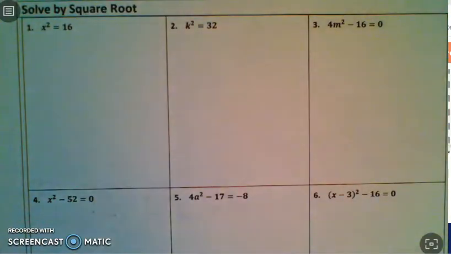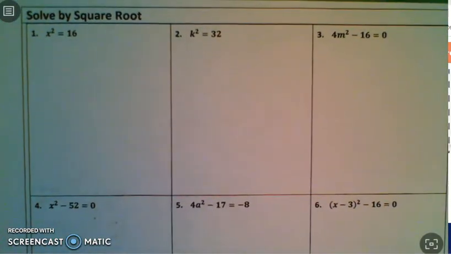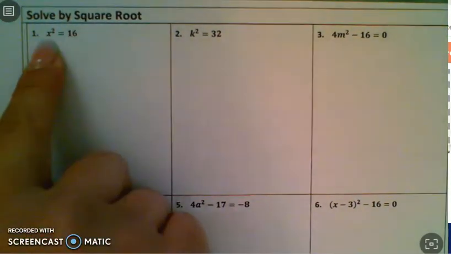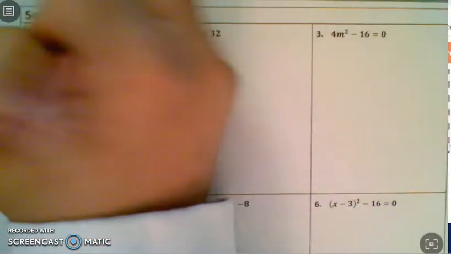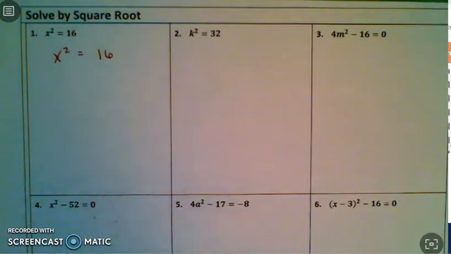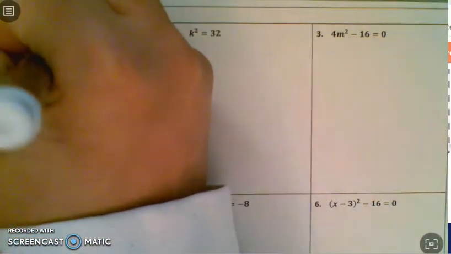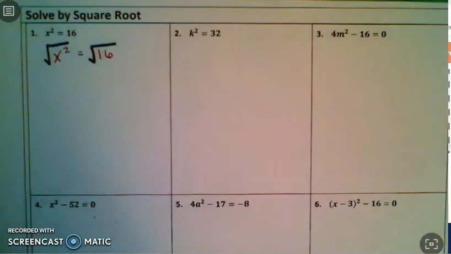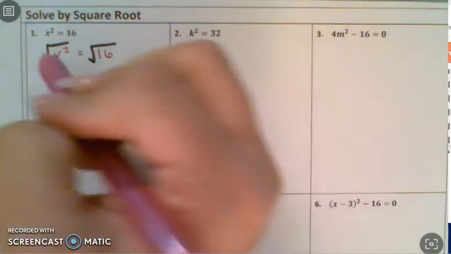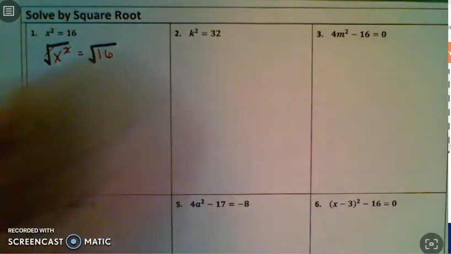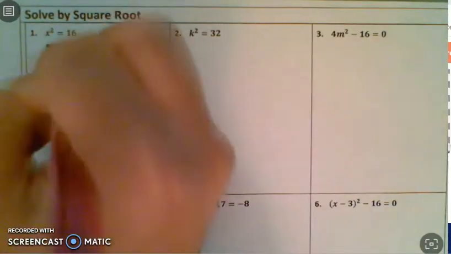So this video is how to solve quadratics if you're solving by square root. So the first thing you do when you're solving by square root is you have to have x squared by itself. So in this case, x squared is by itself. So let me just go ahead and rewrite this so I have some more room. And then you have to get rid of the square, so you're going to take the square root of both sides. So the square root and the square cancel out, so you're left with just an x.